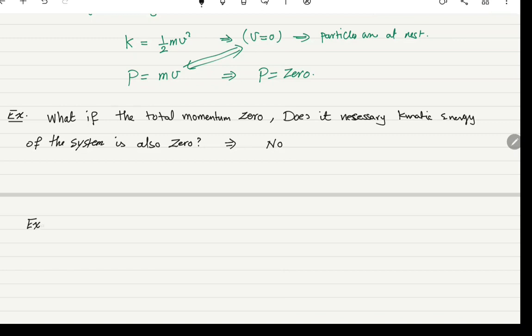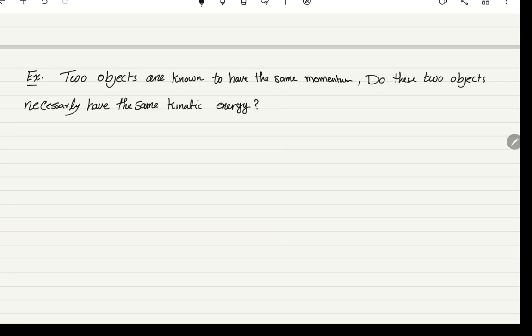Example. Now, two objects are known to have the same momentum. Do these two objects necessarily have the same kinetic energy? Now let's see. Take an object with mass m and speed v, so its momentum in this case equals m v. Now take another object with mass half m and speed 2v; in this case the momentum also equals m v.